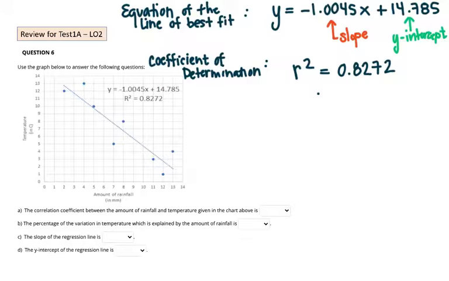Okay, and just another reminder is R squared is called the coefficient of determination, and that represents the percentage of y which can be explained by x. So that means in this case, 82.72% of the change in temperature can be explained by the amount of rainfall.